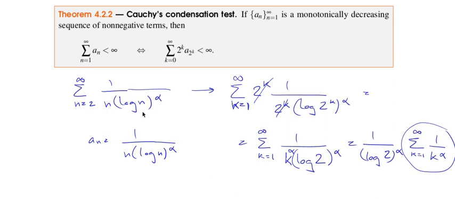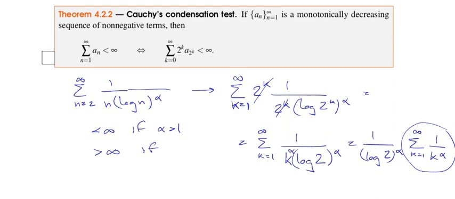Okay, so this original series will be convergent if alpha is greater than 1, and divergent, sum equal to infinity, if alpha is smaller than or equal to 1. Just like before. Okay, so you can see the usefulness of this test.